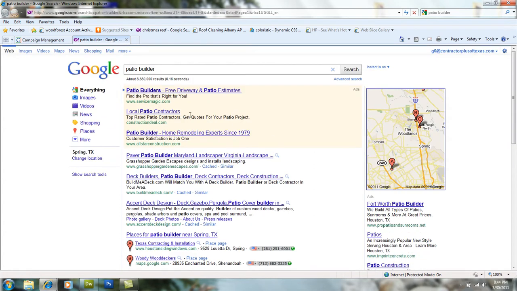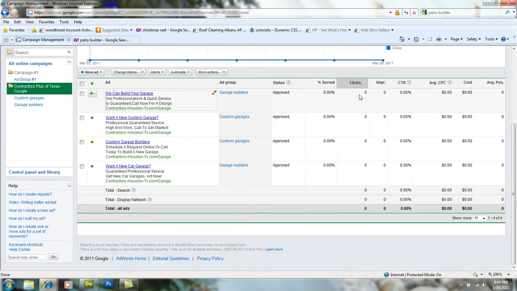Okay, this is an impression. It showed up, but you didn't click on it. So it'll start to show up impressions and then a click-through ratio percentage. The guy that I paid to write these ads professionally has gotten double-digit click-through ratio, which is really outstanding.